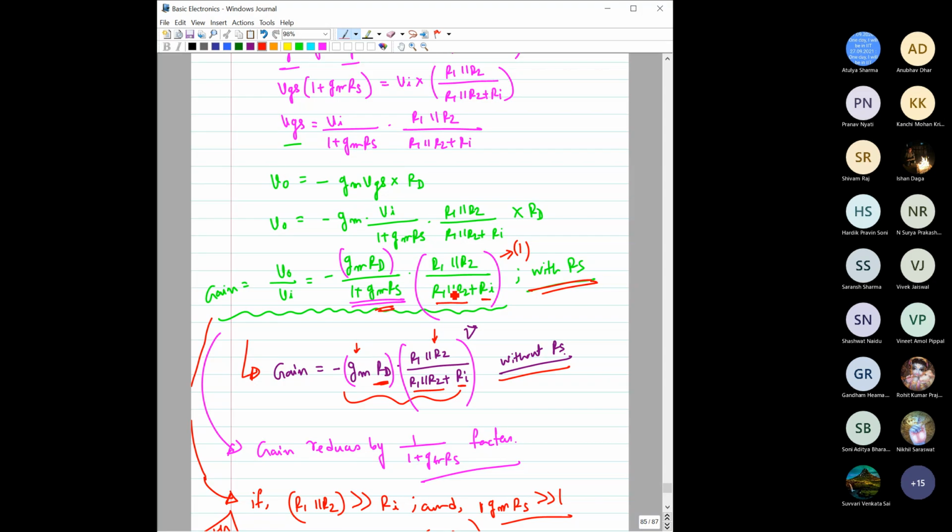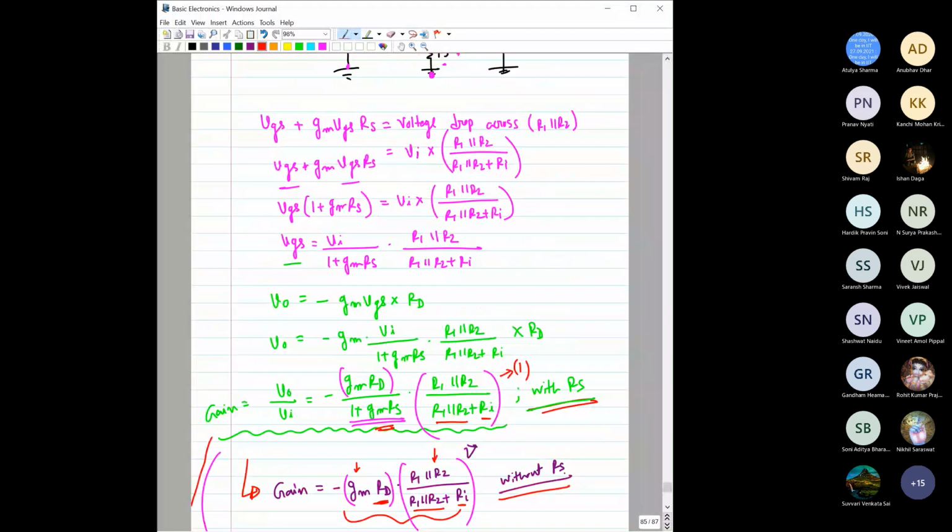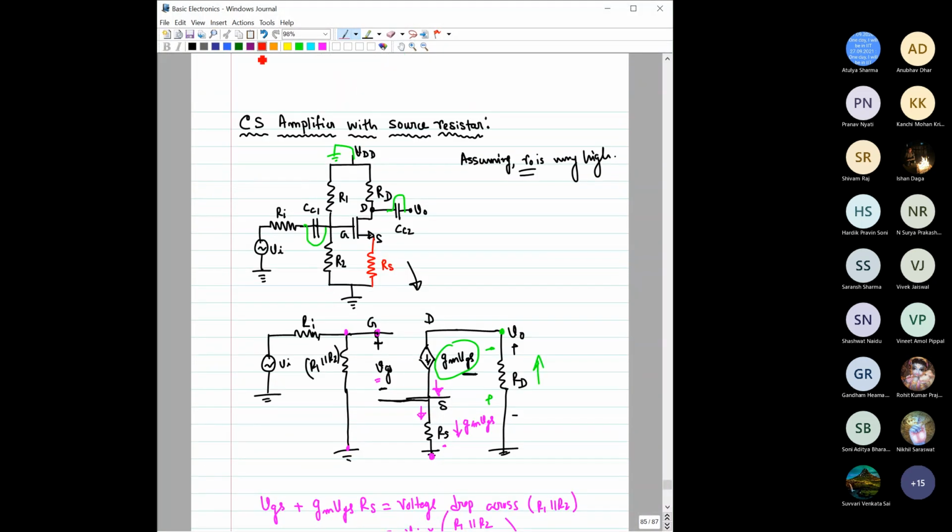Now, to avoid that, what can be done? You know what you have to do. You have to use one capacitor, CS, across this. For DC analysis, this capacitor can be considered an open circuit, so RS is present during the DC analysis. But during the AC analysis, the source would be grounded through CS, so the effect of RS is not encountered in the small signal gain. So the gain would be much higher, right?